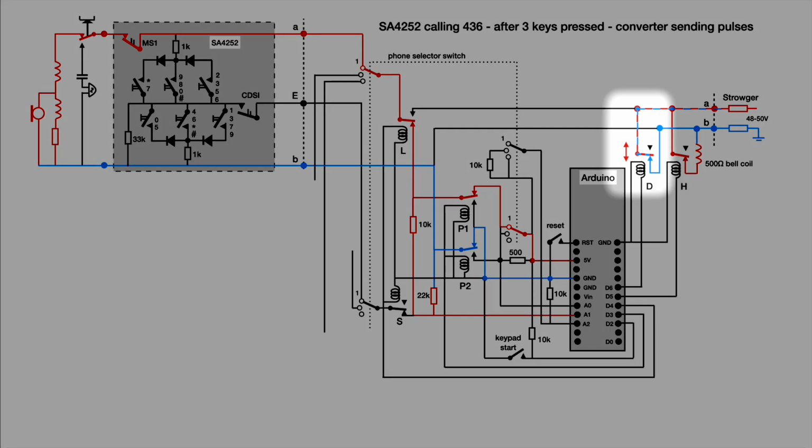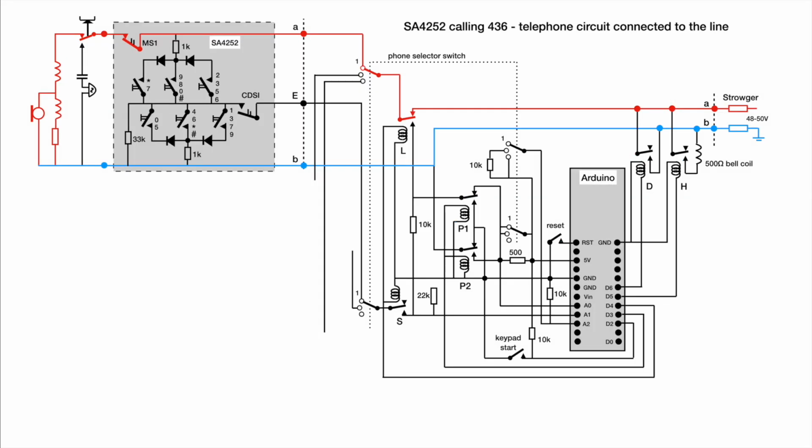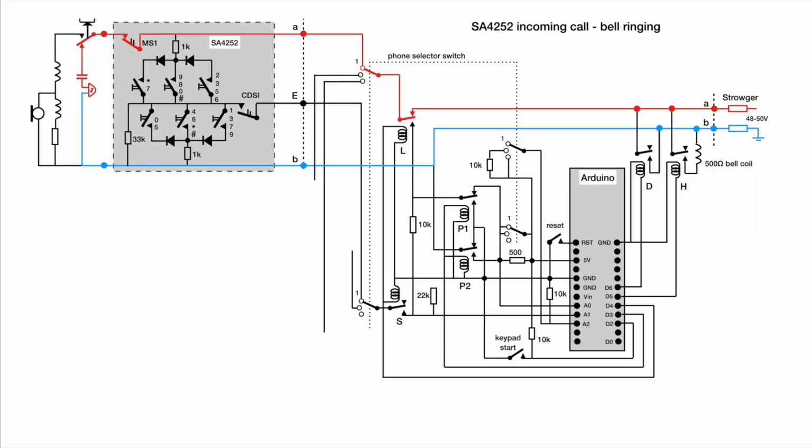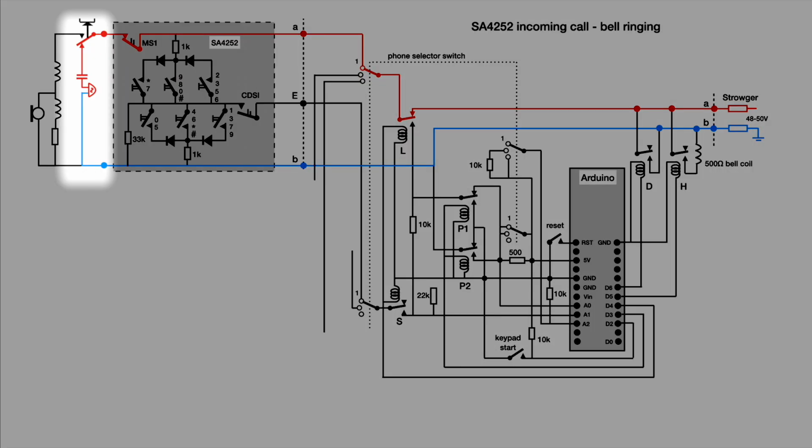Relay D operates the interrupt contact between the A and B wire. The contact opens for 67 milliseconds and closes for 33 milliseconds. The exchange is handed back to the telephone circuit at the end of the sequence. Relays H, L and S release. The call ends when the handset is returned to the cradle. The phone is now ready to receive calls.